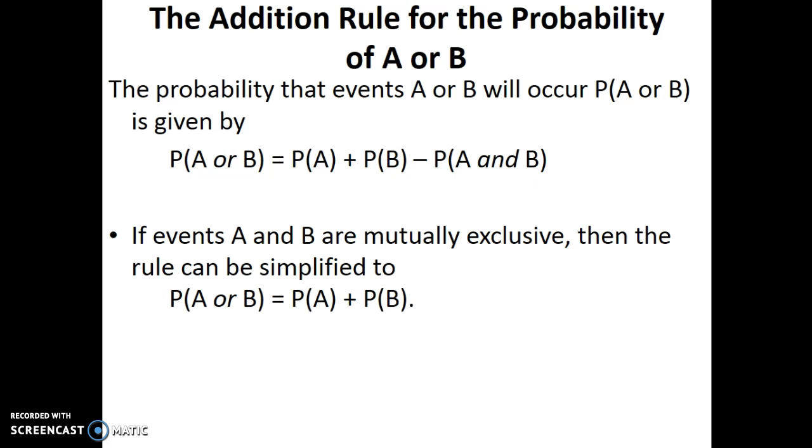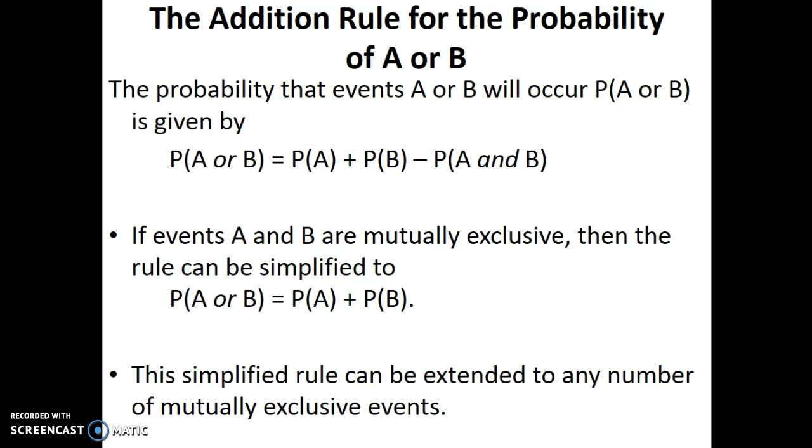So that means if they're mutually exclusive, if there's nobody who's in both events, then you could just add up your individual probabilities and not worry about it. This can be extended to any number of mutually exclusive events, which just means if I want the probability of A or B or C or D, you could just keep adding.